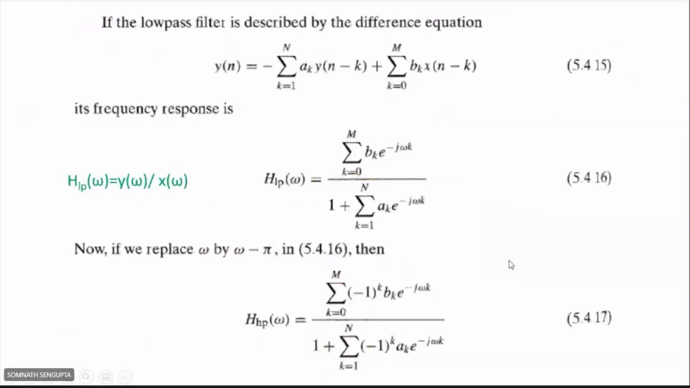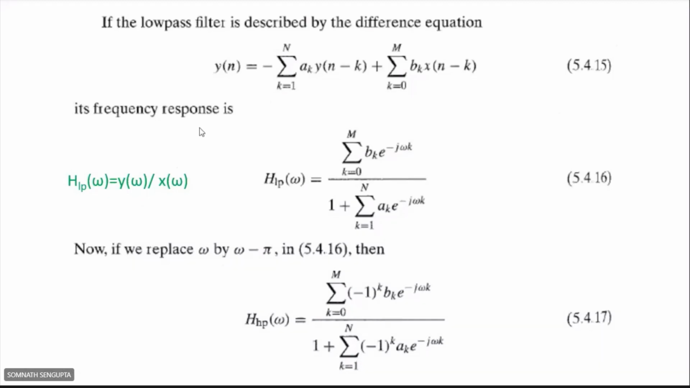Now consider the difference equation that describes any filter, that is y[n] is equal to the sum over k equal to 1 to N of a_k y[n minus k], which means past values of output, and past and present values of input. This minus sign actually comes from the general formula.